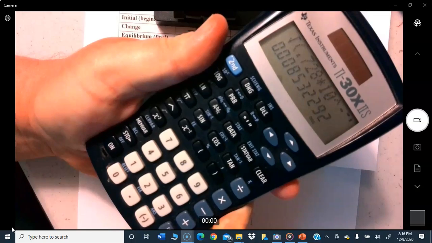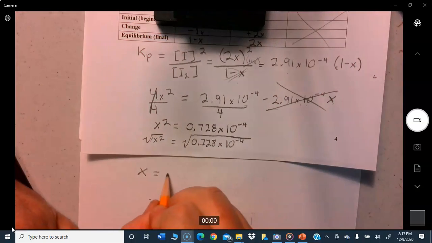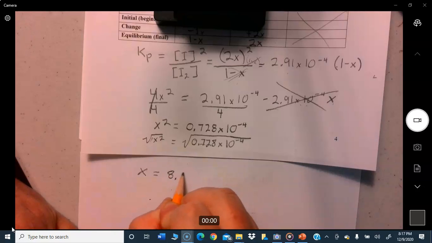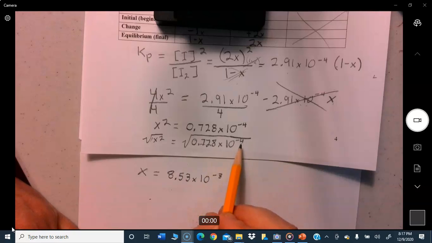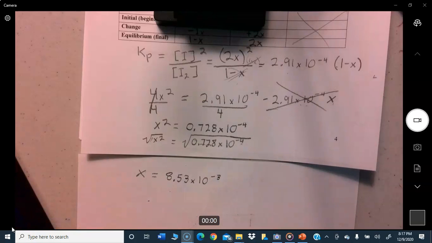And we get 0.00853. And in scientific notation, that's 8.53 times 10 to the negative third. See, it's a little tricky doing exponent square roots. It's not half of this or twice this or anything. It's a little tricky. So there's our x.